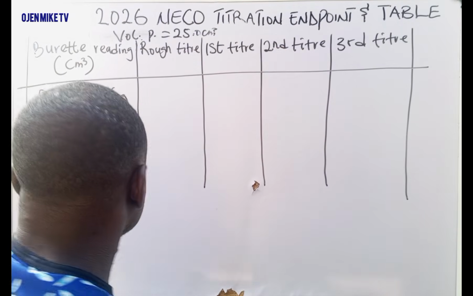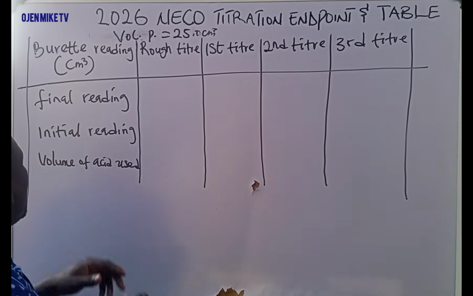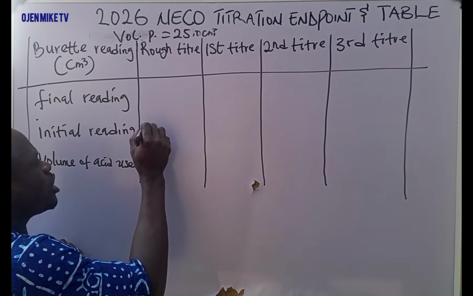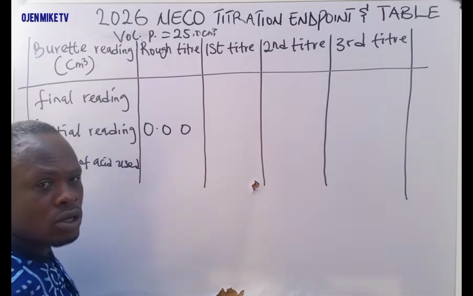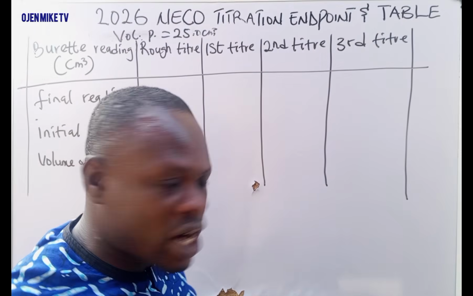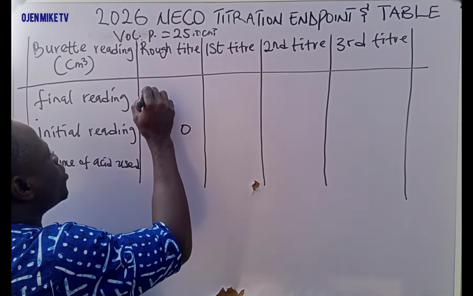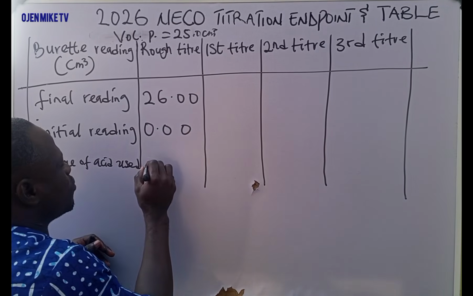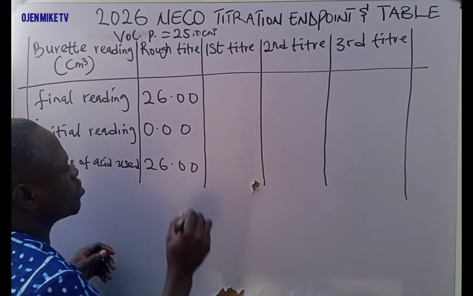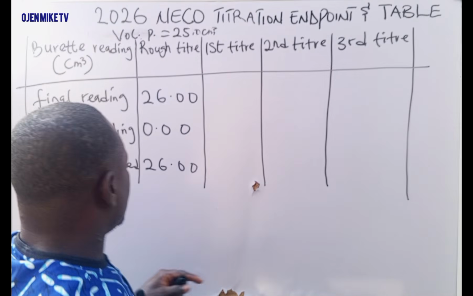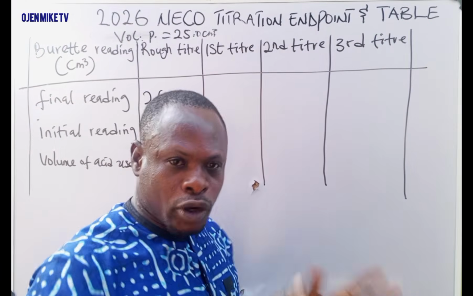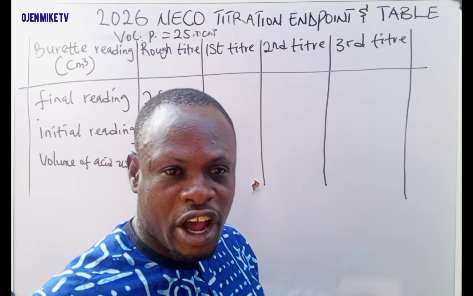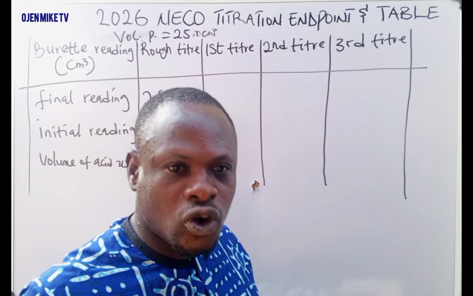All right. Now, having done it, rough titer. Here your initial should be what? 0.00. It is when you begin your titration. All right. Now final reading. Put 26.00. At the end, we have 26.00. Okay. Now I want to get my endpoint to be 25 point something. Remember, in our calculation we have 25.51. I can make it 25 or 25.1.